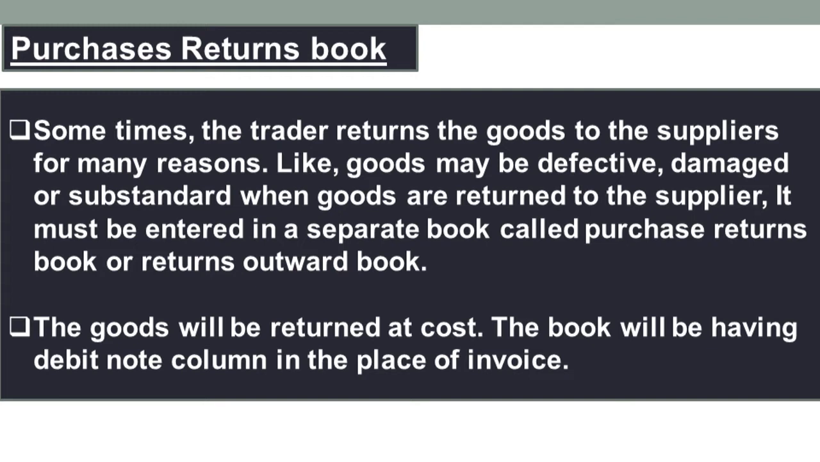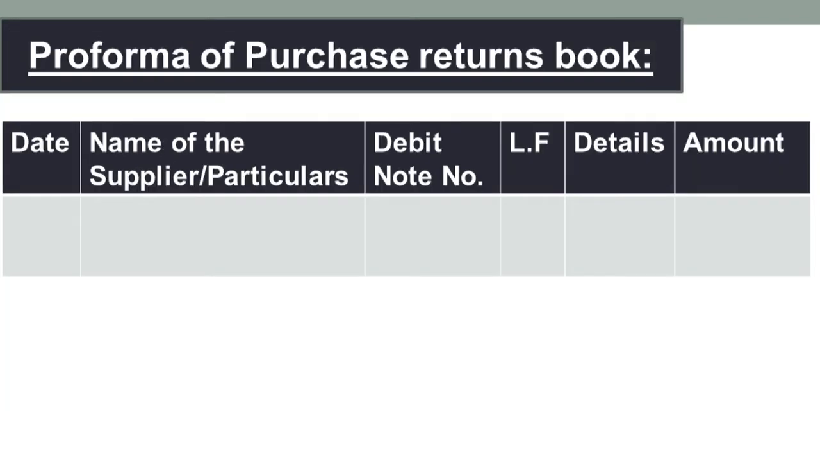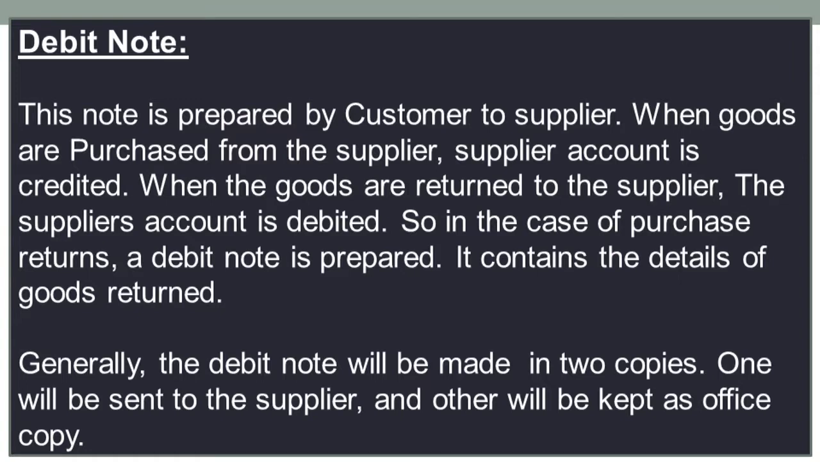The book will be having a debit note column in the place of invoice column when compared to purchases book and sales book. Now we will see the proforma of Purchase Returns Book. In this proforma, we have 6 columns, that is date, name of the supplier or particulars, debit note number, LF, details and amount. Before getting into Purchase Returns Book, we will just understand what is debit note.